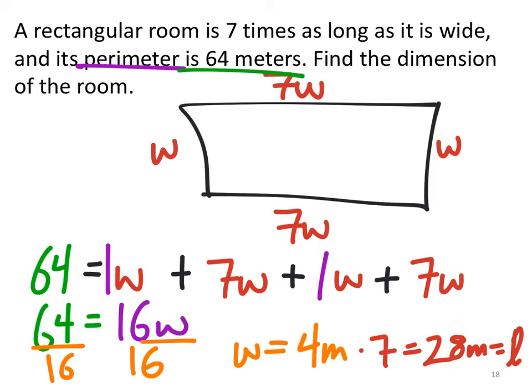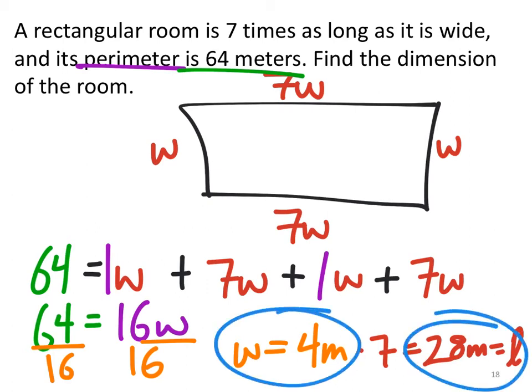Before I box these in, I just want to check my work, because width plus length plus width plus length should give us, in this case, 64 meters. So I'm going to go to my calculator. Hopefully I type it in right this time. 4 plus 28 plus 4 plus 28. There we go, I did it. 64, bam. So I see my width is 4 meters and my length is 28 meters.